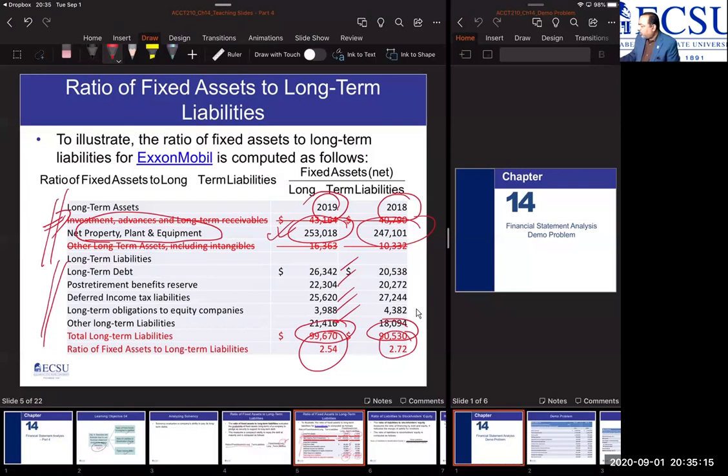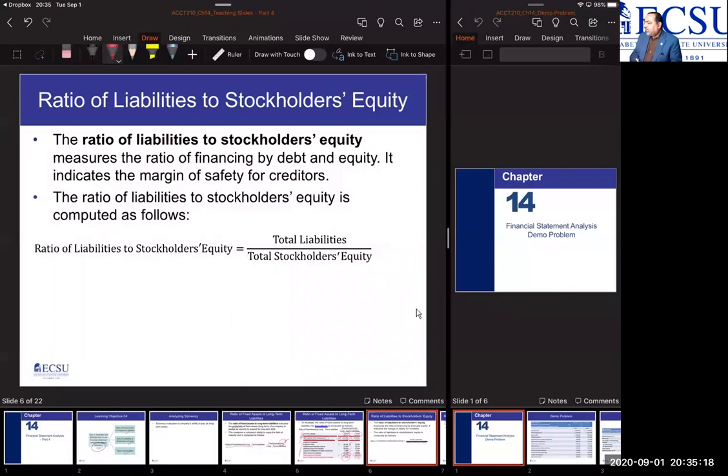So that would be your first ratio. The second ratio we'll be talking about is the ratio of liabilities to stockholders' equity, which measures the ratio of financing by debt and equity. The liabilities are your debt, the amount of money you have borrowed, and stockholders' equity is the amount of money your own stockholders have contributed, and any retained earnings will be added to that to calculate the stockholders' equity. So it indicates a margin of safety to the creditors.